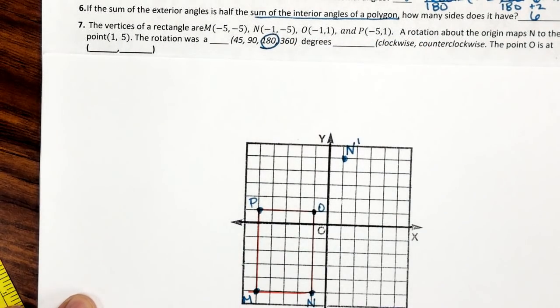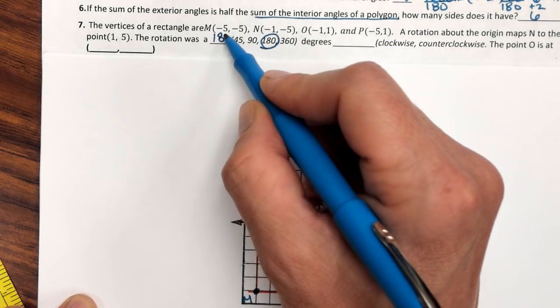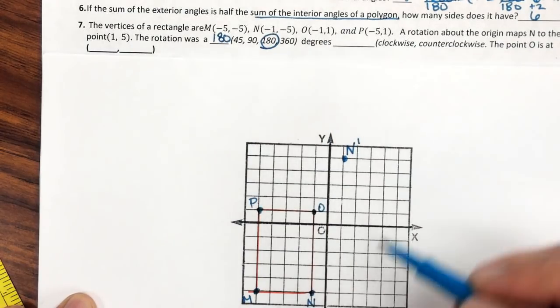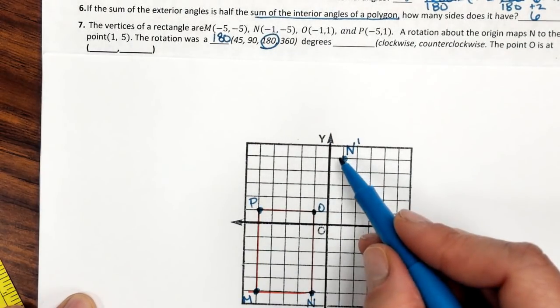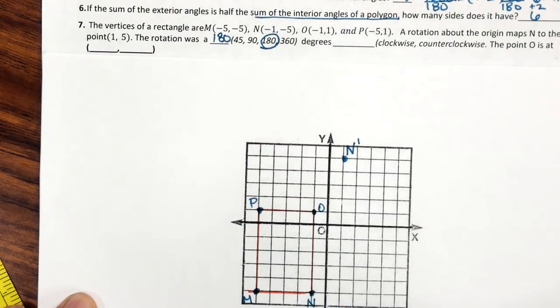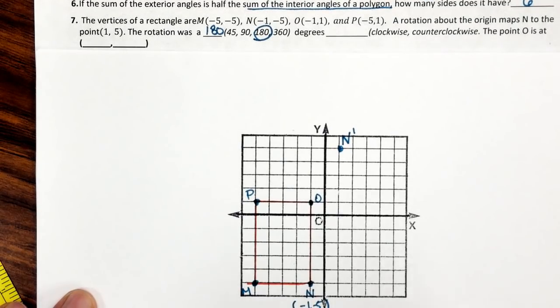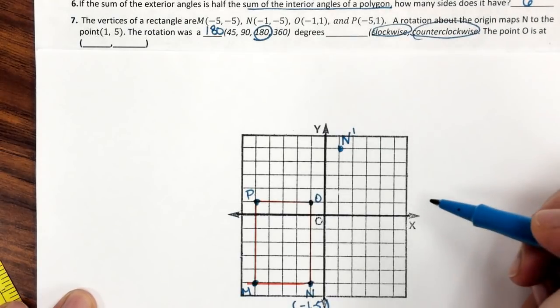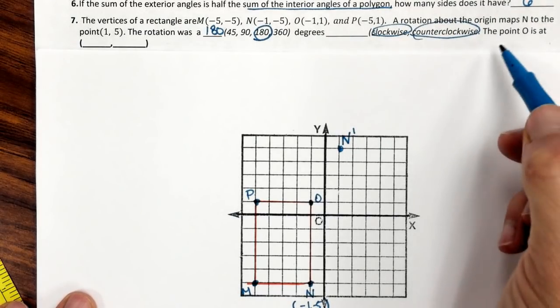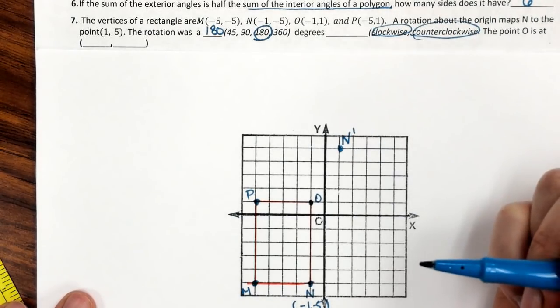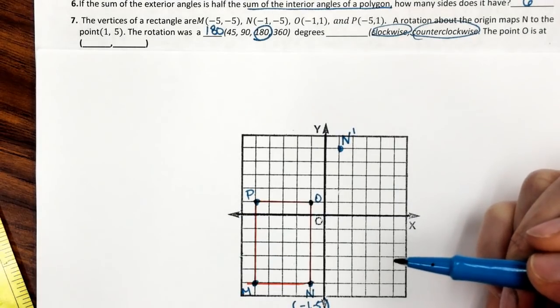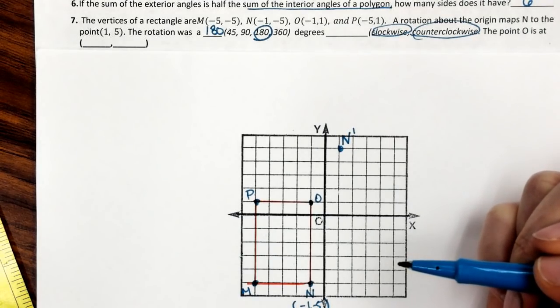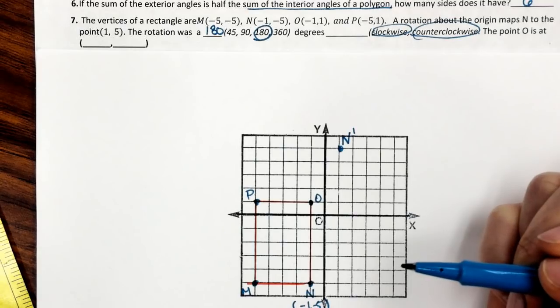And which way? So this is 180 degrees. Which way did we have to go to get to 180? Well, with 180 degrees, you can go either way. Okay? So it would be clockwise or counterclockwise. The point O is at where? So where's our point O? So we have to figure out where it's going to be after we rotate it 180 degrees.